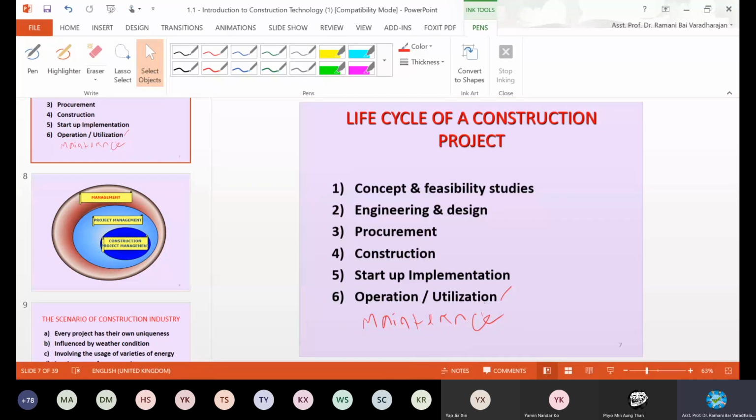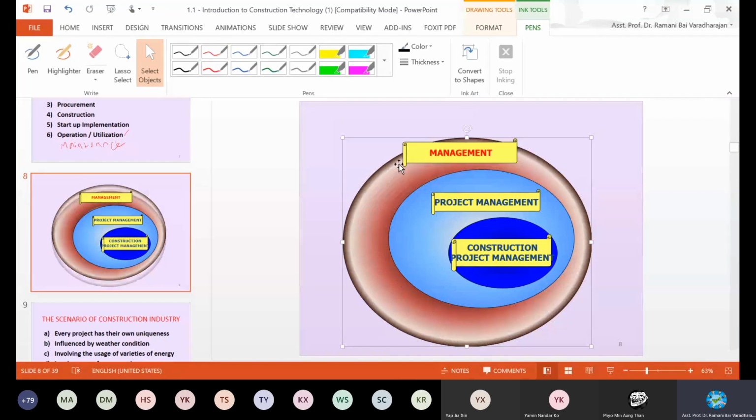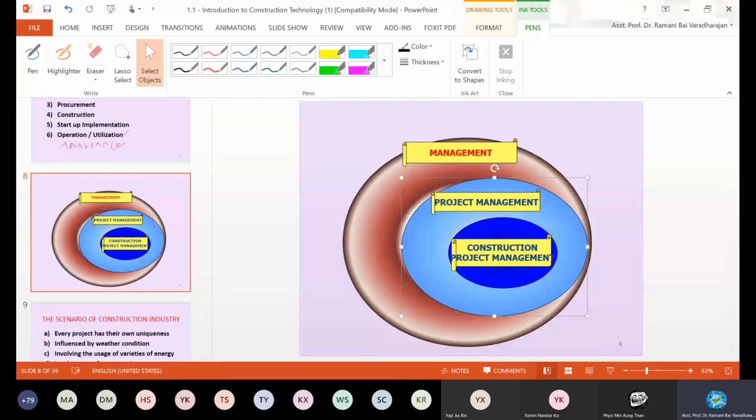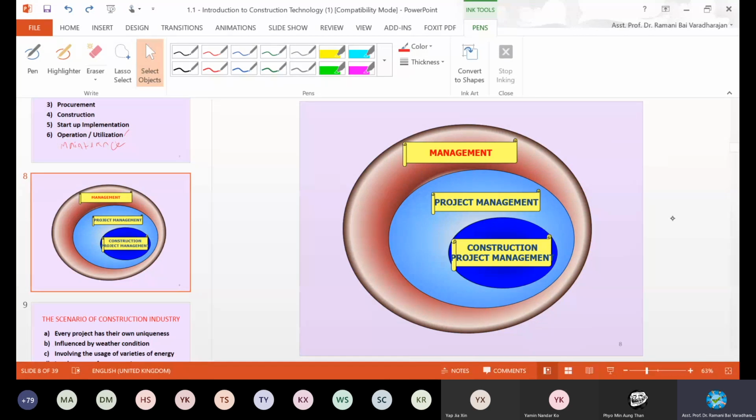Good, right? And then the stakeholders of the construction project will be management, project management. This is number 1. This is number 2. Number 1, number 2, and then number 3. So three stakeholders are there, and there are a few others. I will explain one by one.